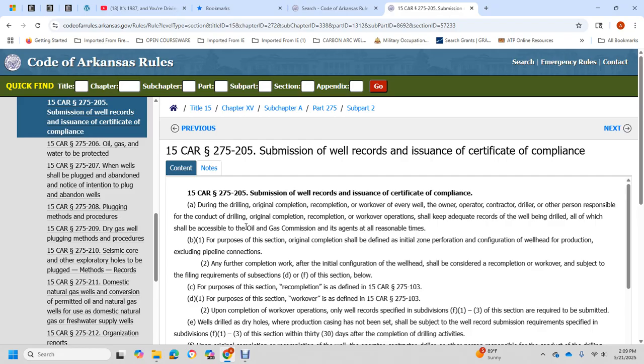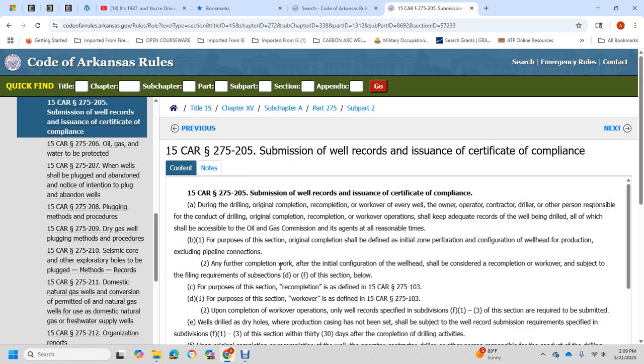With the Oil and Gas Commission, with the agent, for a reasonable time for the purpose of the section, original completion, for the term of the initial zone of the preparation with the configuration, will have the production included with the pipeline connection. With the further completion with the work, the initial configuration of the well is considered the recompletion or work over. So for the following requirements, subsections D and F of the section, with the purpose of the section, recompletion is defined in Title 15 Code of Arkansas Rule 275-103, with the purpose of the section, work over.